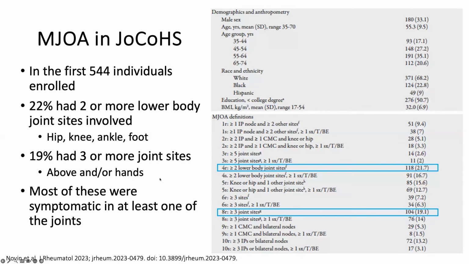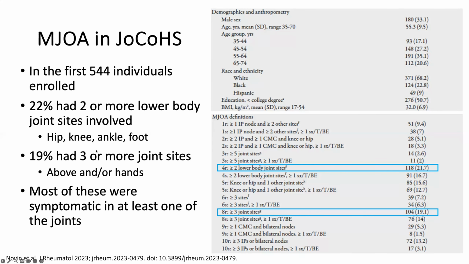We then wanted to look at that in our new cohort. So we wanted to see if these patterns held true for these younger, more diverse individuals that we're enrolling now versus people that we enrolled 10 years ago. So in the first 500 people that were enrolled in the Johnston County Health Study, we looked at these same definitions. This was work done by one of our very brilliant medical residents who's now a rheumatology fellow. And we saw that almost a quarter had 2 or more lower body sites involved in this group.